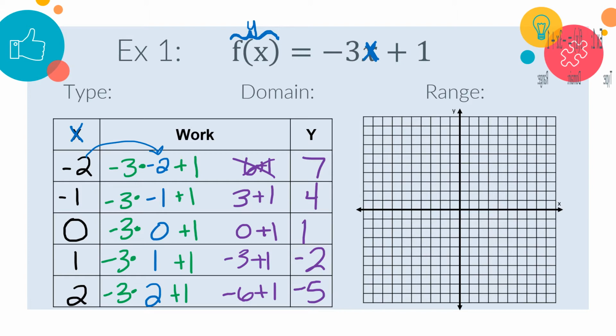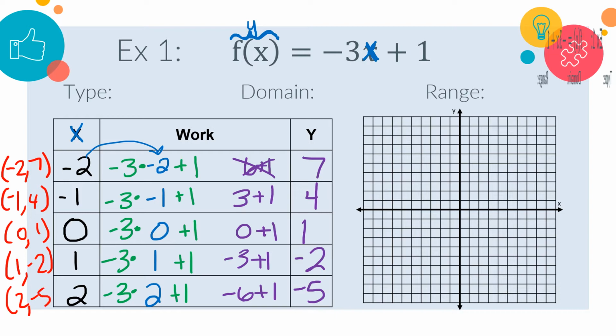All right, the next step, we want to plot these dots. So if I take a look, I have the x value of negative 2 and the y value of 7. See how I created that point? x value, y value. We created 5 dots that we are going to graph on our graph: (-2, 7), (-1, 4), (0, 1), (1, -2), and (2, -5).